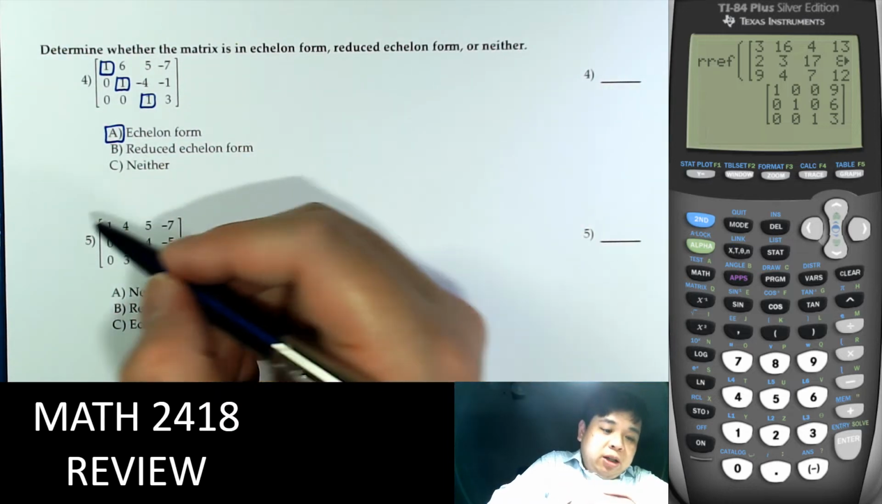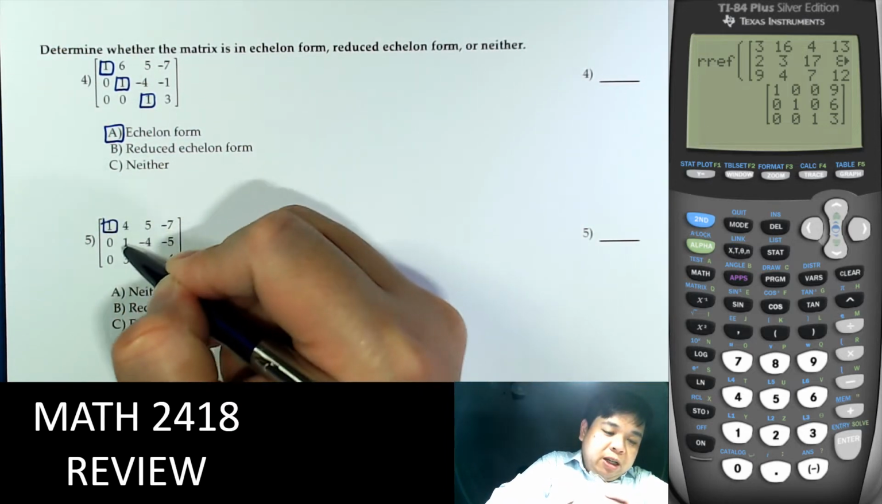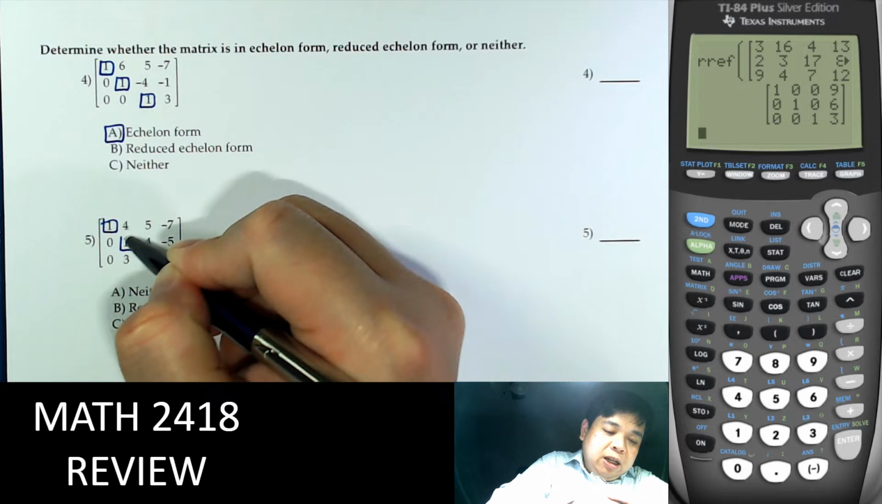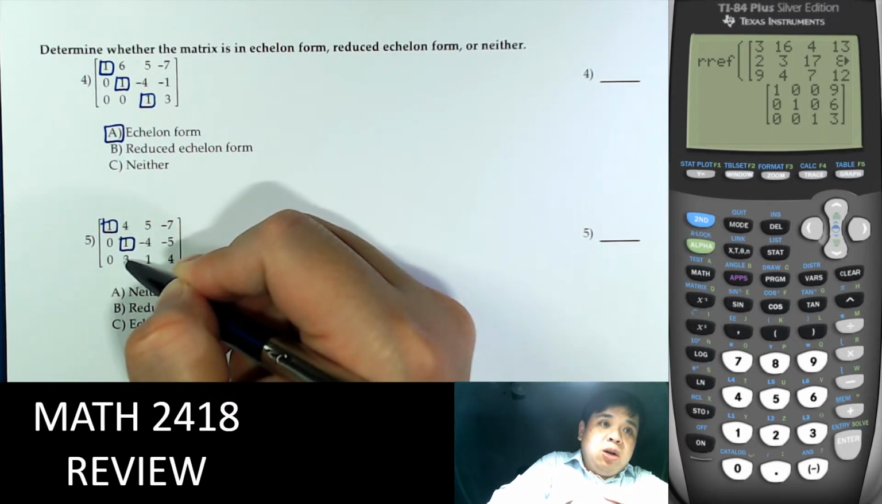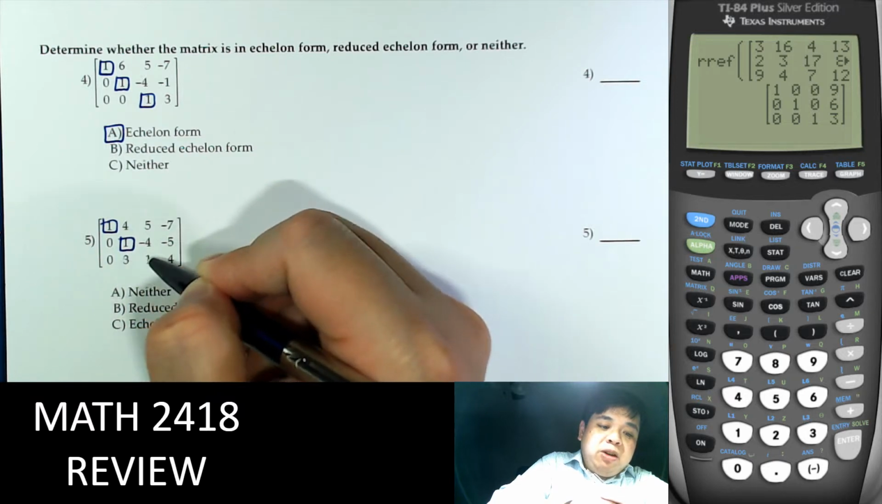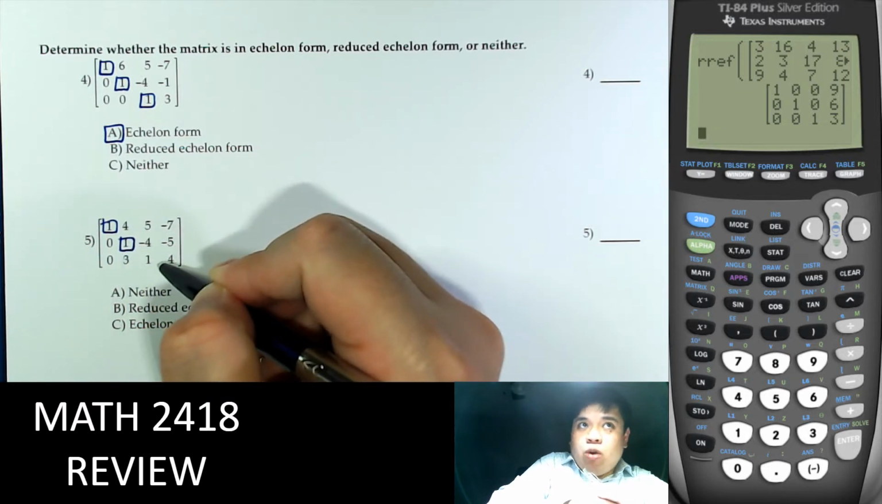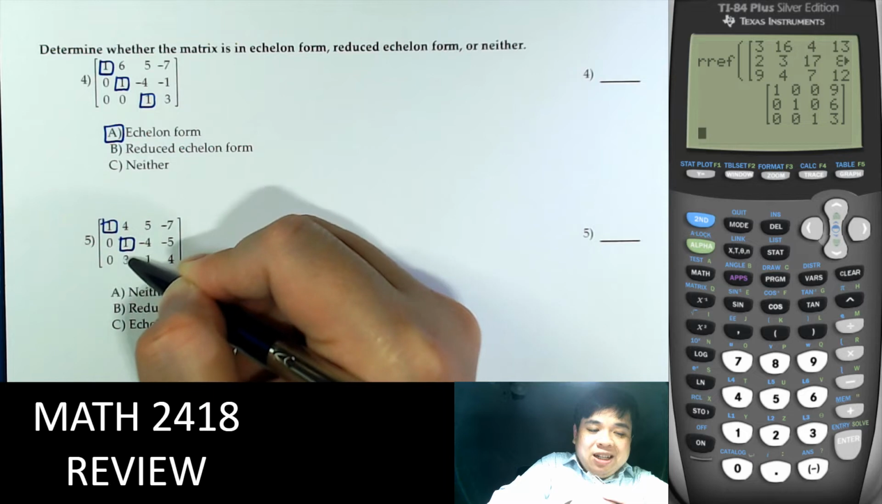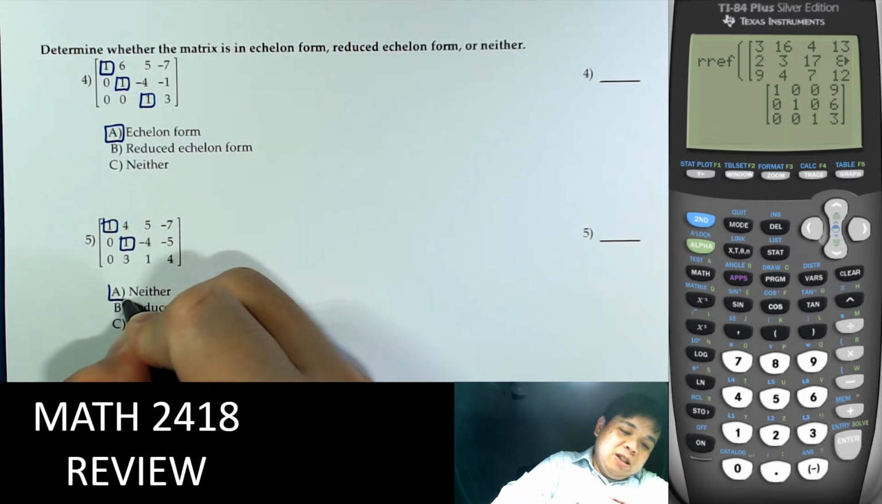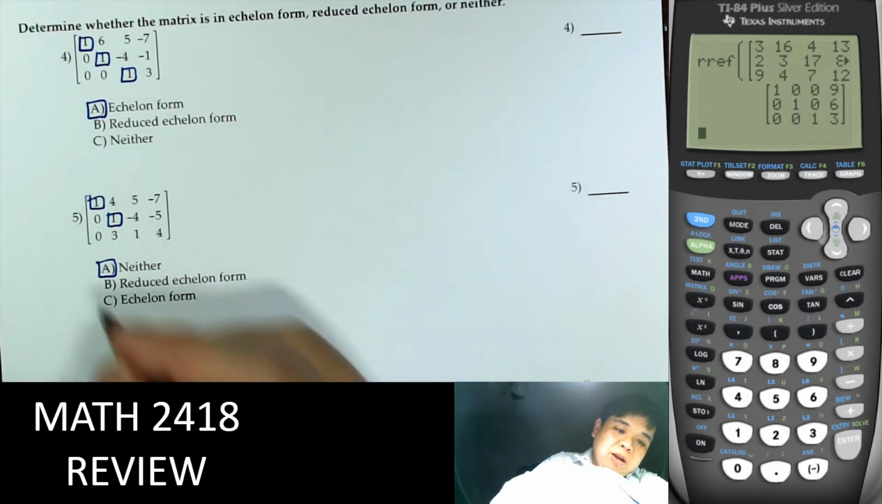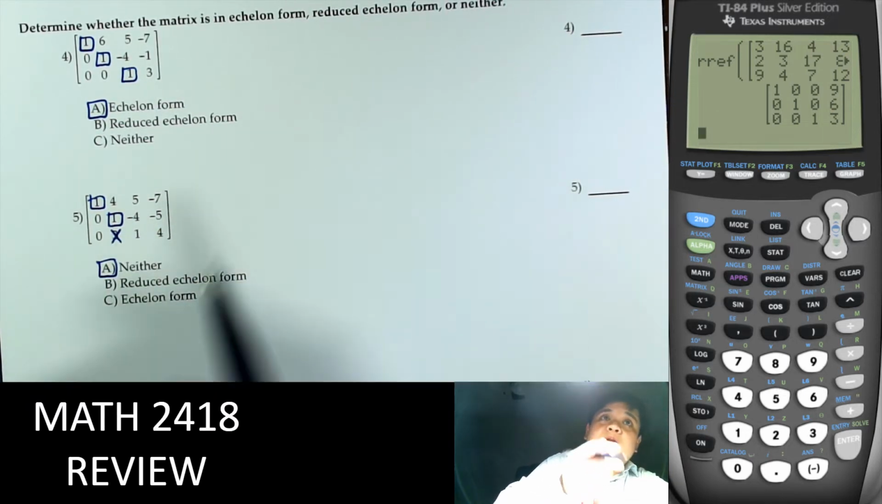So the next one, we have the pivots here, here, but the 3 here is supposed to be 0, because the next pivot has to be going down to the right. So the pivot has to be here. It cannot be in the same column. So this is neither, because this is supposed to be 0 for it to be echelon form.